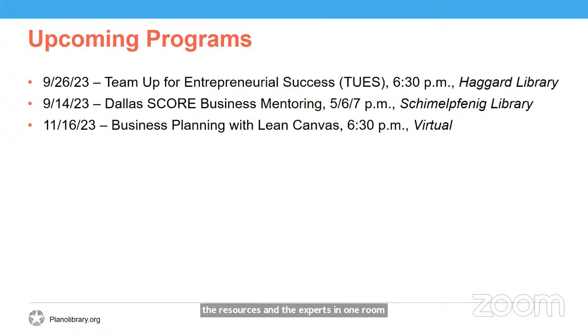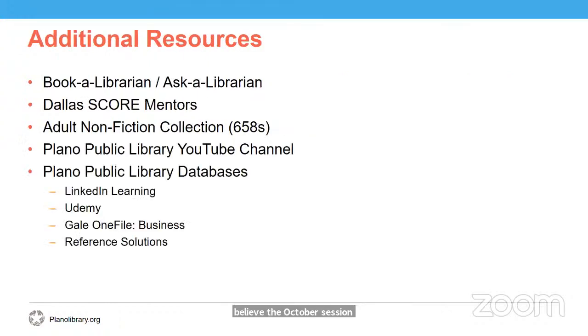As I mentioned earlier, we are also offering business planning with Lean Canvas virtually on November 16th and in person at one of our two sessions, I believe the October session. In addition to those programs, we have additional library resources. If you have questions you would like specifically answered, we have our Book a Librarian service, a one-on-one in-person 30-minute session with a librarian at the Plano Public Library. We also have our Ask a Librarian service, an email service where you can email a question to a librarian and we will answer usually within 24 to 48 hours. Again, we have our wonderful Dallas SCORE mentors who work with the library to assist entrepreneurs and small business owners.